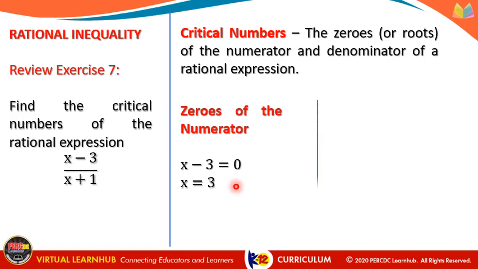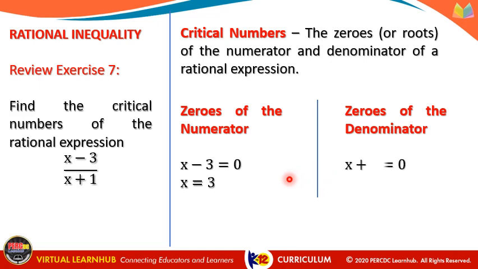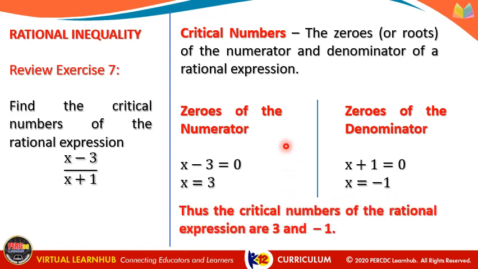Kunin din natin yung ganito ng denominator. So, our denominator is x plus 1. Again, equate natin sa 0. Solving for x, we will get negative 1. Therefore, positive 3 and negative 1 are the critical numbers of this rational expression. Again, yun lang ang critical numbers. Sila ay mga numbers na gagawin nilang 0 yung numerator at yung denominator. Kakailanganin natin ang concept na ito in solving rational inequalities, kaya wag nyo na lang din kalimutan yung term na ito.